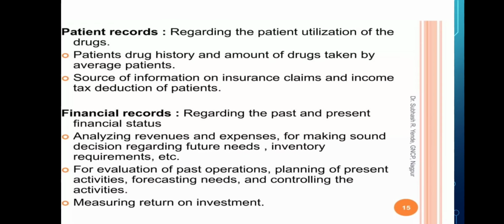Then second one, patient records, regarding patient utilization of drugs, patient drug history, and the amount of drug taken by an average patient, sources of information on insurance claims and income tax deductions of patients. Financial records regarding past and present financial status, analyzing revenues and expenses for making sound decisions regarding future needs, requirements, etc. Then measuring return on investment.